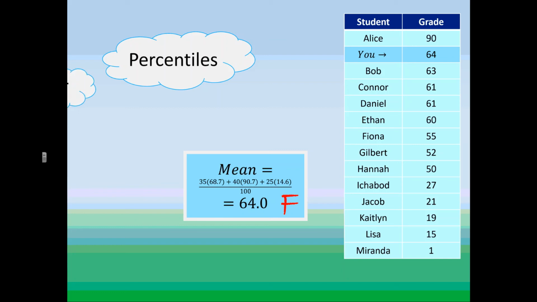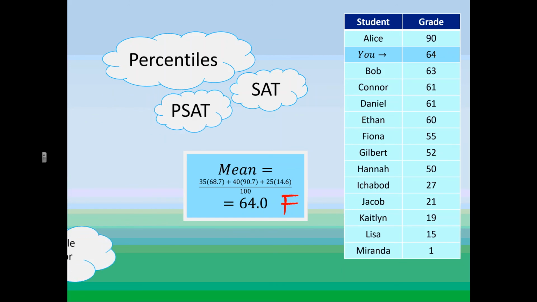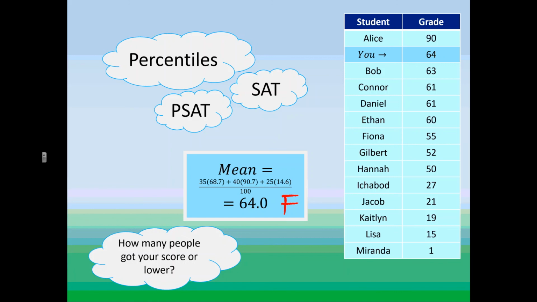Percentile. A lot of you have heard about percentiles from maybe the SAT or the PSAT. The percentile is how many people got your score or lower. So once again, it's all about comparing your score to other people. It doesn't matter how well you did. It doesn't matter how many answers you got correct. It's how many answers other people got correct. So in this case, getting your score or below, that would be you all the way to poor sweet Miranda.